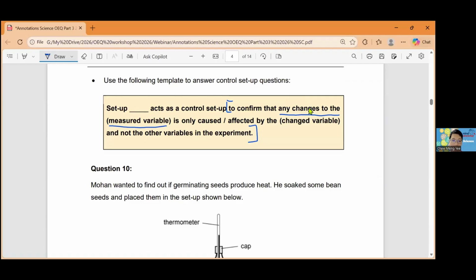Then you can phrase it as "is only caused by" or "affected by", depending on the variables. And what have you changed? The presence of the plants, the water plants. All these templates are generic templates, so you have to adjust accordingly to your experimental setup. But most of the time you can roughly follow these templates.